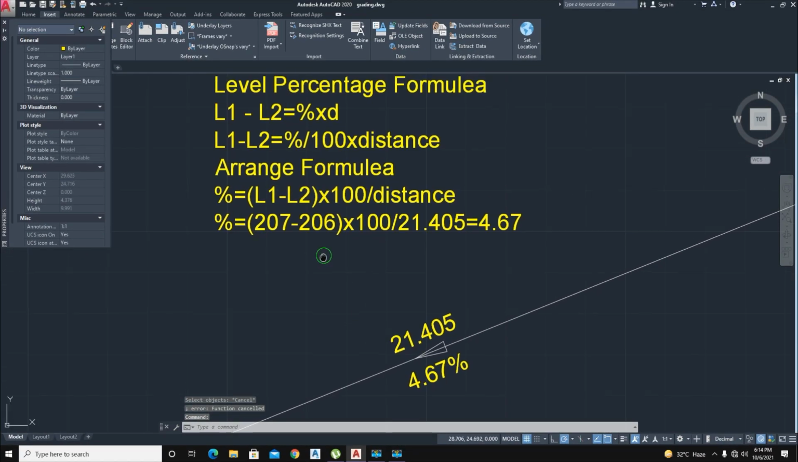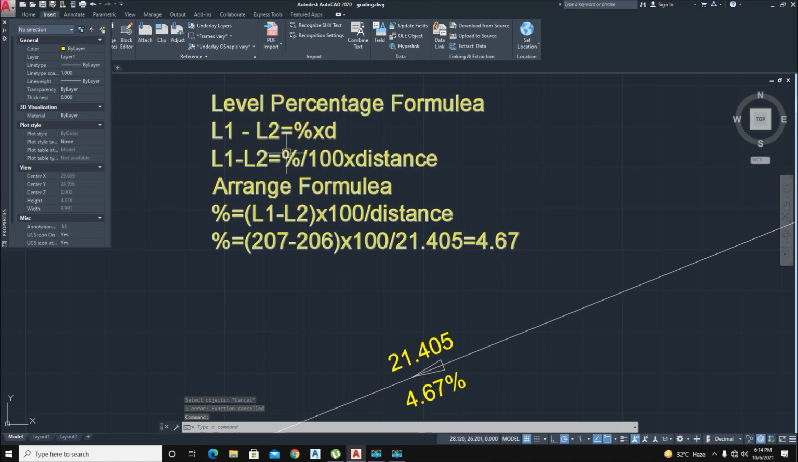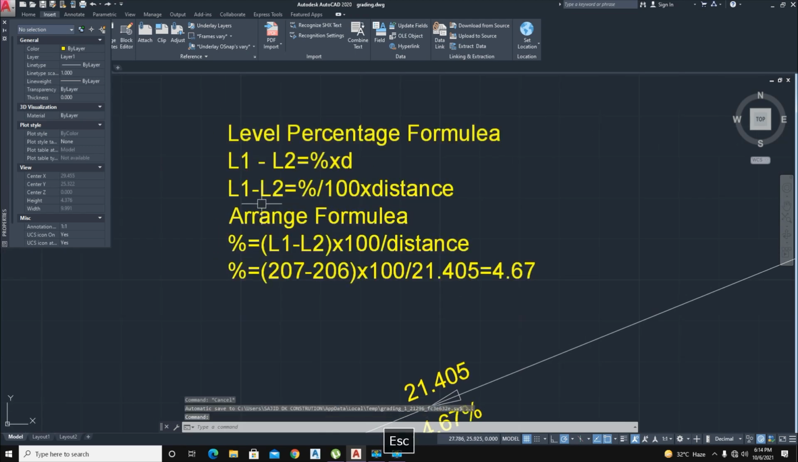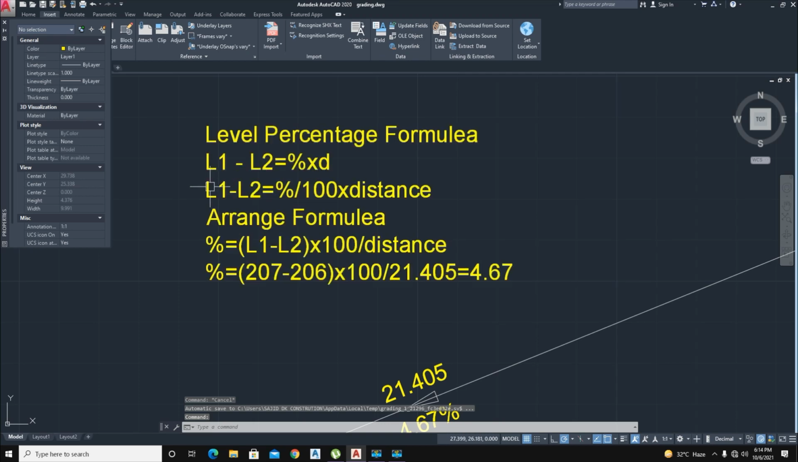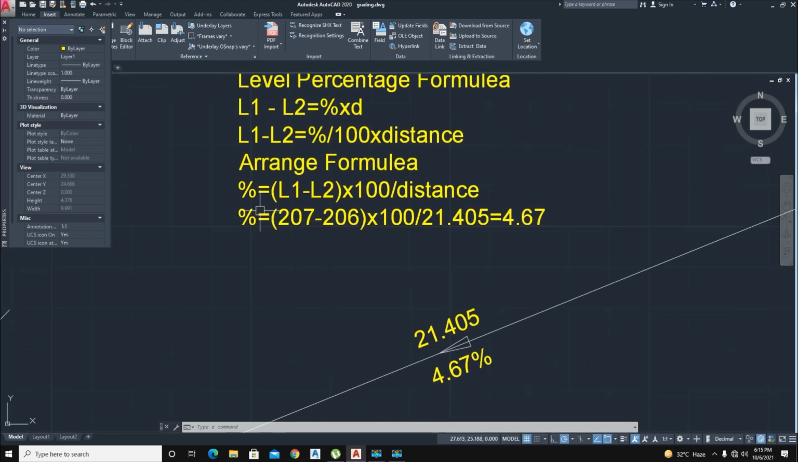Here is a manual calculation we have already done on the screen, and to show you the formula: L1, it is the first level, subtract L2 from the first level, equal percentage, and divide 100 into distance. We arranged the formula here for the percentage calculation.